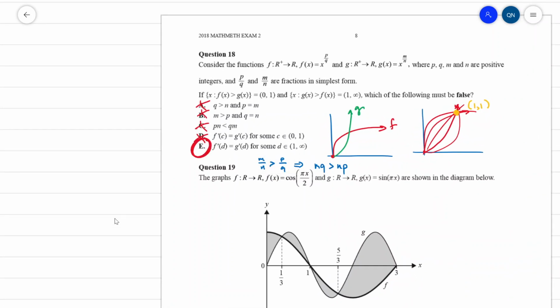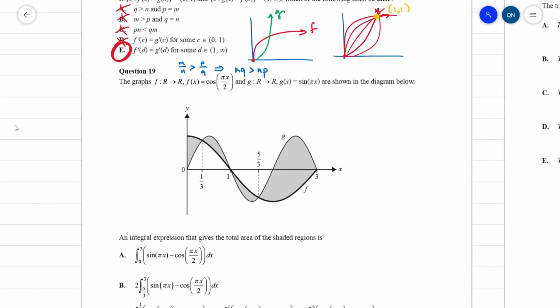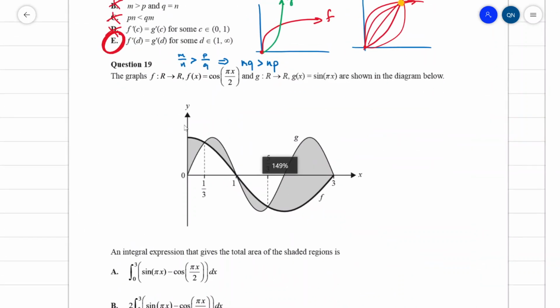Okay, almost there. Question 19. The graph of f equals cos. So the cos graph is the bolded guy. So here's cosine. And then the graph of sine, that's going to be the thinner guy. So that's the sine there.